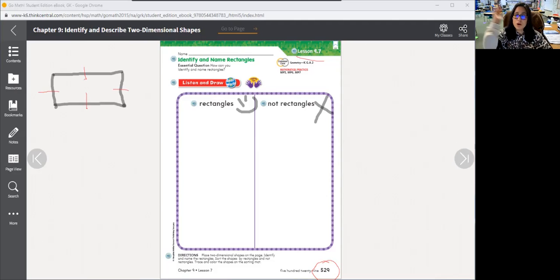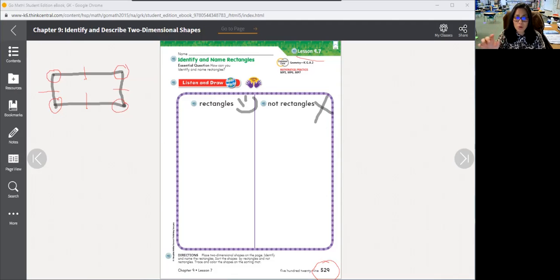Now, remember, a vertex right here has 2 lines where they meet. That little corner right there is a vertex, okay? And this one has this line at the top, this line on the bottom, they meet right there, that corner. So that's 1, 2, 3, 4. So it has the same things as a square, right? 4 sides and 4 vertex. However, this is how you can tell it's a rectangle.